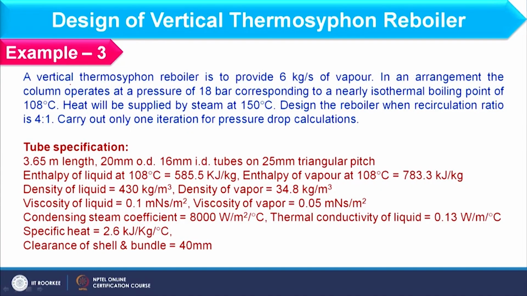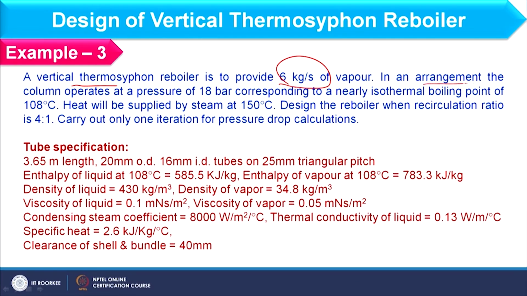So in this example, a vertical thermosiphon is used where we have to generate 6 kg per second of vapor. And if you recall the lecture of 6th week, there we discussed that in vertical thermosiphon reboiler, boiling takes place only in tube side. So you have to keep in mind that in this problem also boiling is in tube side and the heating media is available in shell side.